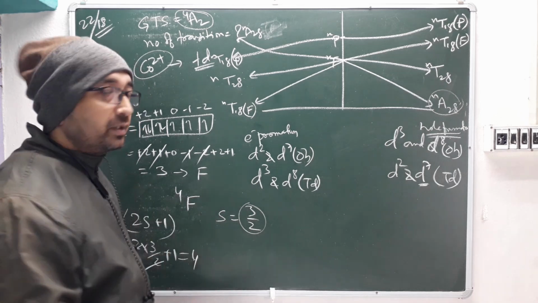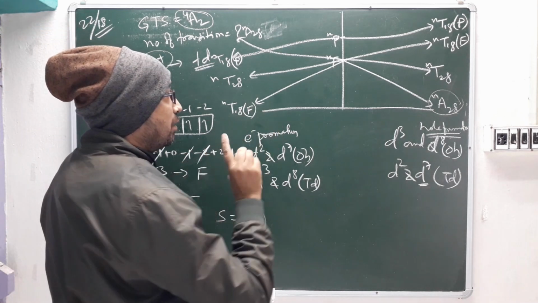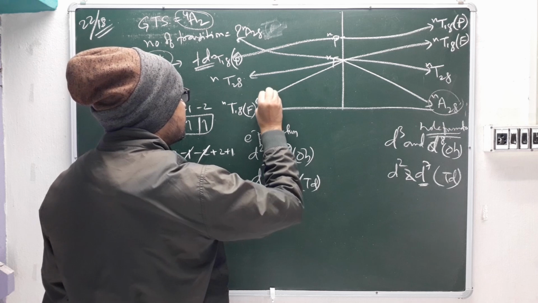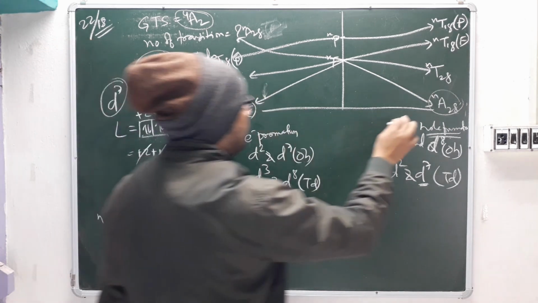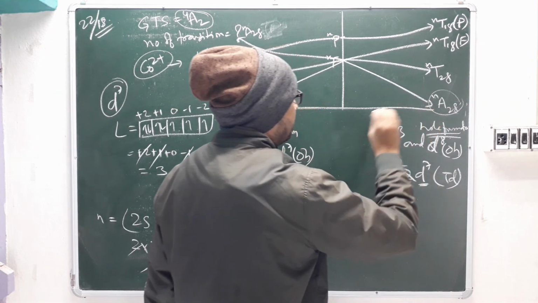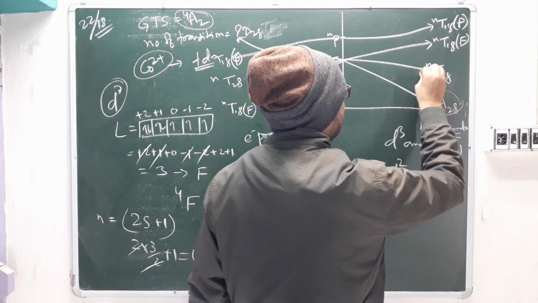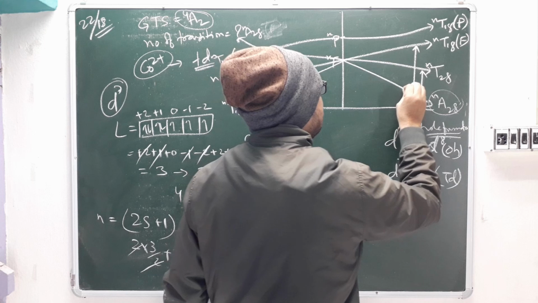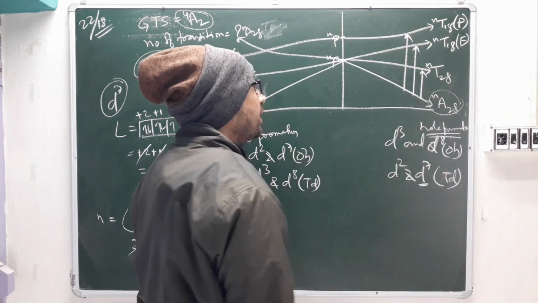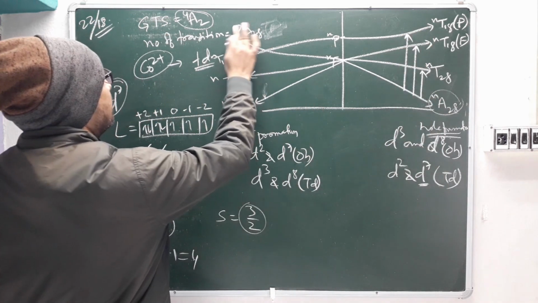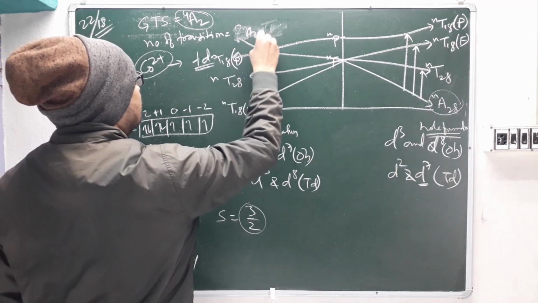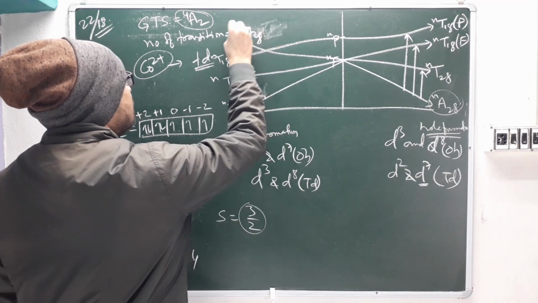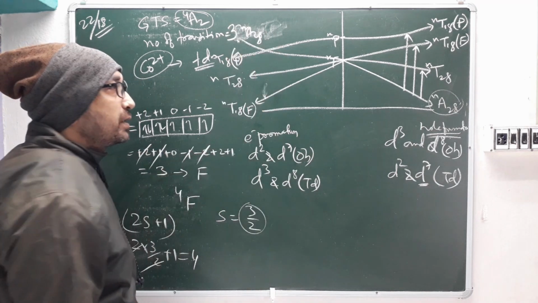That 3, how is the 3 coming? Let's see the number of transitions. From the ground state, sorry, it is not this side, this is the ground state, right? So this is the first transition, then this is the second transition, then this is the third transition. So total how many transitions are possible? 3. So the number of transitions, this is A to G, I'll write it is N, so the number of transitions is also 3.